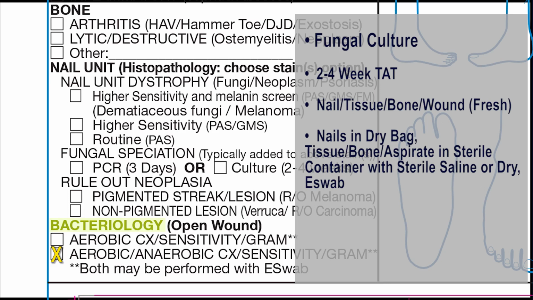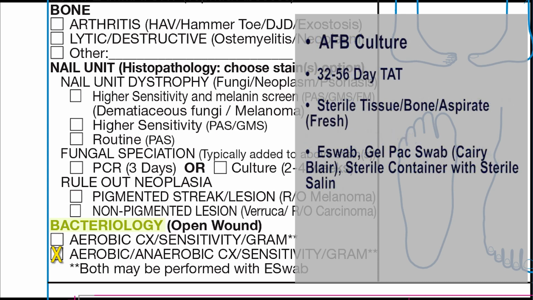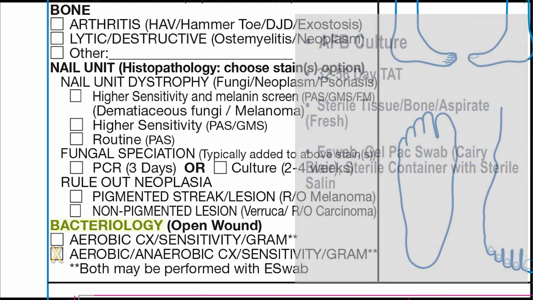Fungal culture, 2 to 4 week turnaround time, nail, tissue, bone, wound, fresh. Nails in dry bag, tissue, bone, aspirate in sterile container with sterile saline or dry e-swab. AFB culture, 32 to 56 day turnaround time, sterile tissue, bone, aspirate, fresh. E-swab, gel pack swab, Carry-Blair, sterile container with sterile saline.